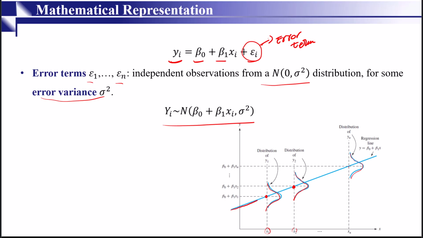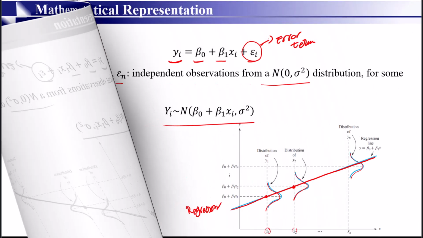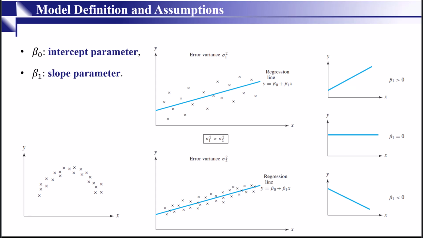Then this line is called the regressor, or regression line. The ultimate goal of linear regression is to find this line. Later I will explain more. We want to find a line that minimizes the error. Linear regression assumes a linear relationship and normally distributed error with mean 0 and constant variance sigma square.